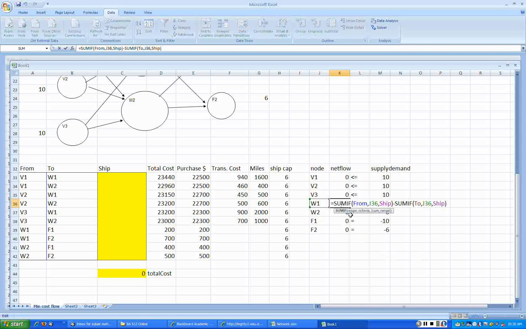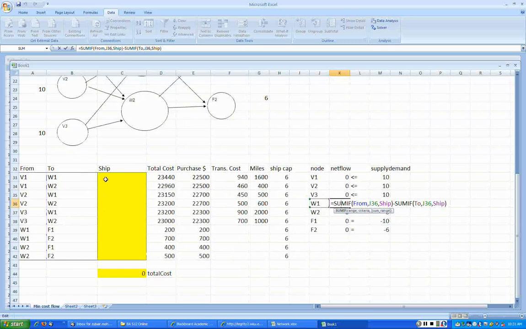Okay, now here, SUMIF from. Go to the from list and then take J36. J36 is W1. Take only those W1s. These are the two places. Sum what basically goes out in these two cells here, that is ship. Look into that one. This is going out. Now minus what is coming in, SUMIF. Now come to the to list, that is W1 here, W1 here, W1 here. So take that from the to list, and for W1, W1, W1, look at the corresponding ship cells and add them up.